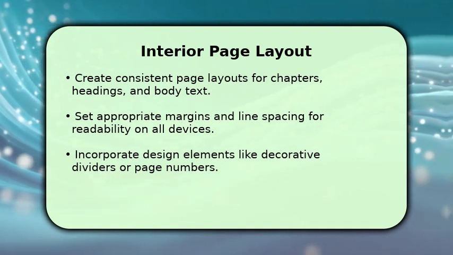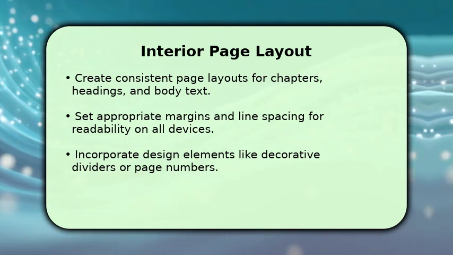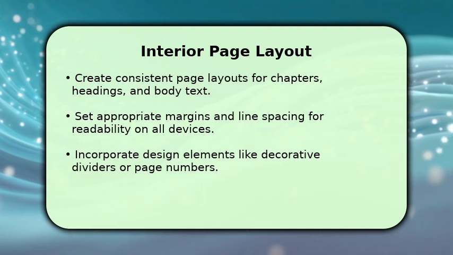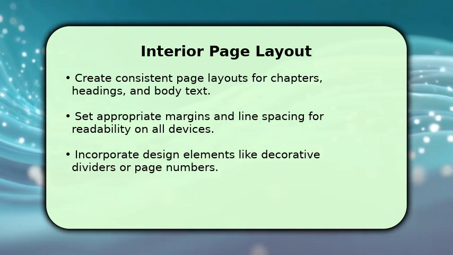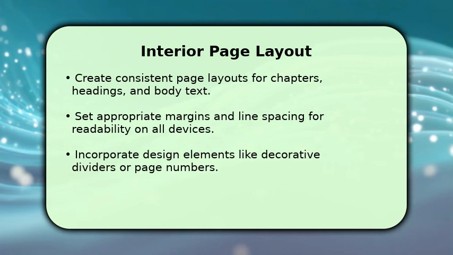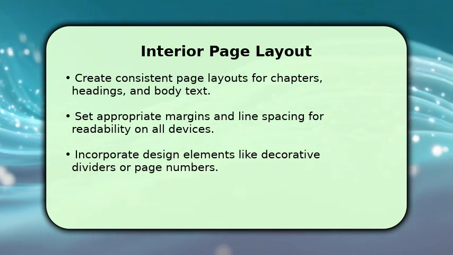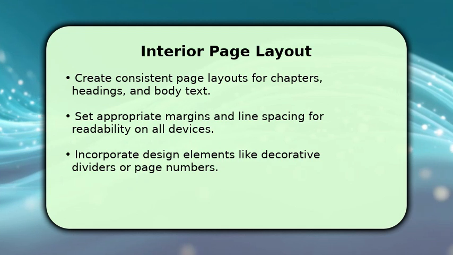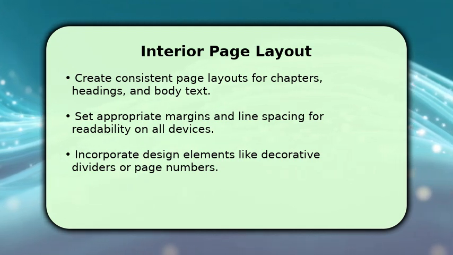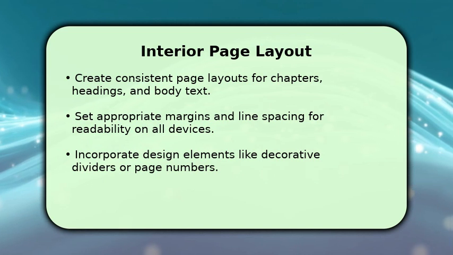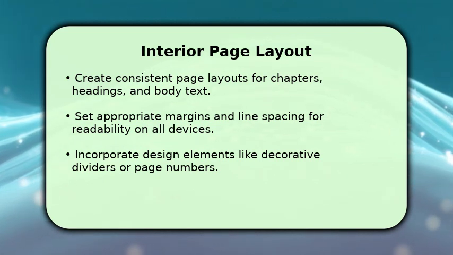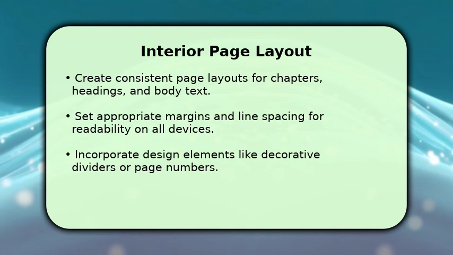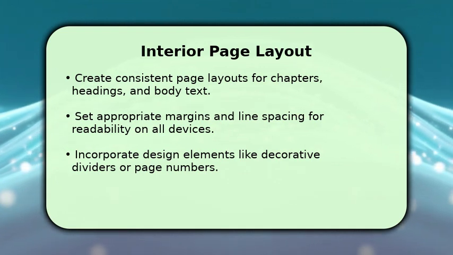Moving inside, consistent interior page layout is crucial for a pleasant reading experience. Canva allows you to set precise margins, perhaps 1 inch on all sides, and adjust line spacing for optimal readability. Design chapter headings and body text with a cohesive style, using a maximum of 2 or 3 complementary fonts. You can also add subtle design elements, like small decorative flourishes or page numbers, to enhance the visual flow. A well-formatted interior keeps readers engaged from the first page to the last.